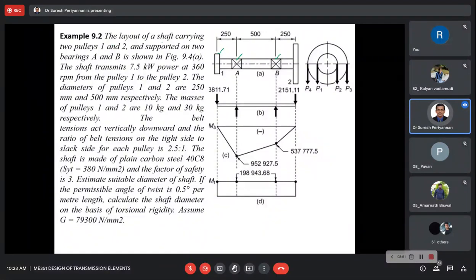Now see here the layout of the shaft carrying two pulleys, 1 and 2. This is pulley 1. This is pulley 2. It is supported on two bearings, A and B. This is bearing A. This is bearing B.